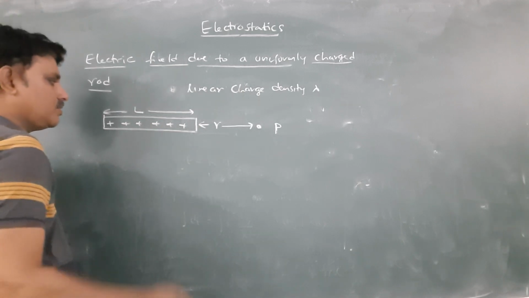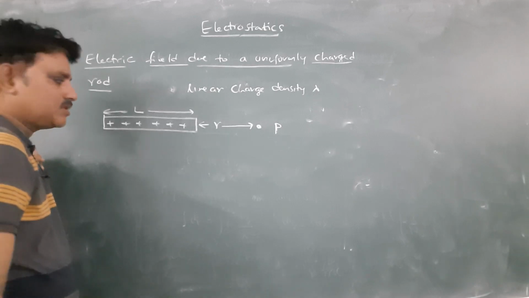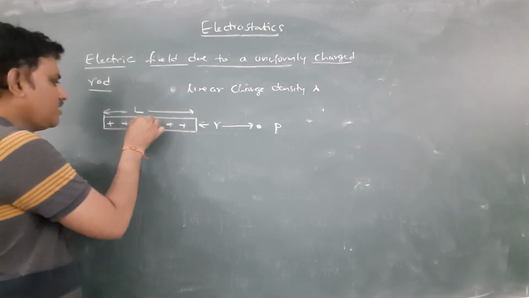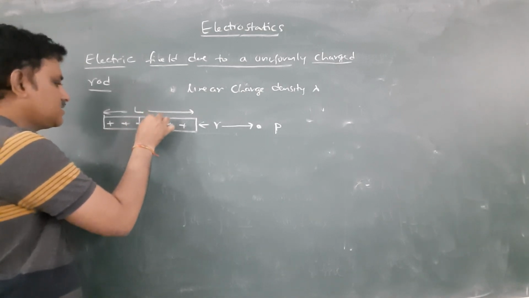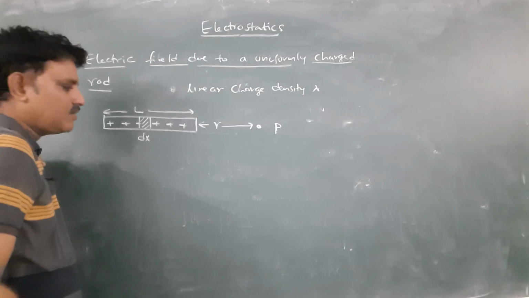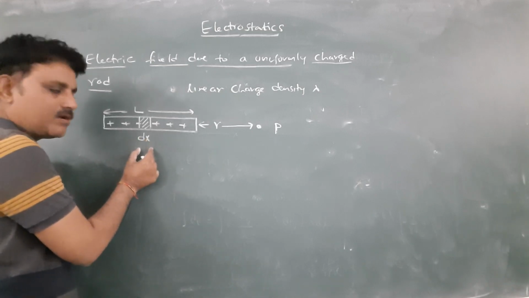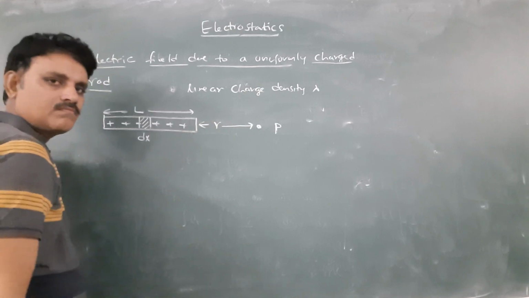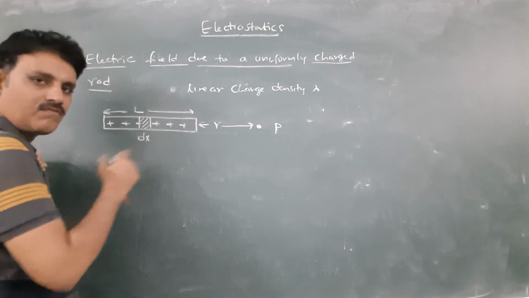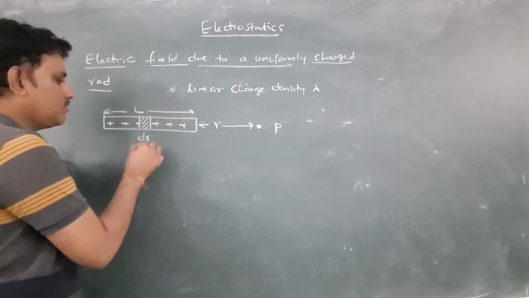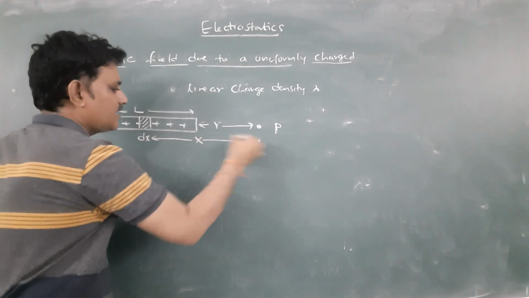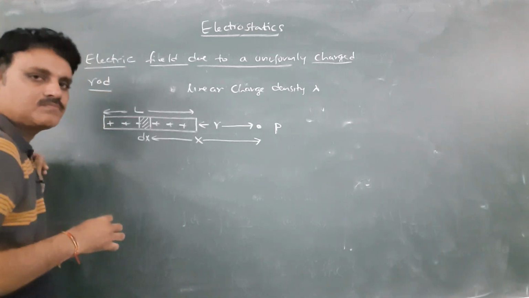In continuous charge distributions, every time we take a small element of the material; here, in the rod, we take a small element, that is dx. Initially we take a small element, with respect to it we identify the small electric field, and then we integrate that electric field over the given limits. So dx is the small element which is at a distance x from point P.